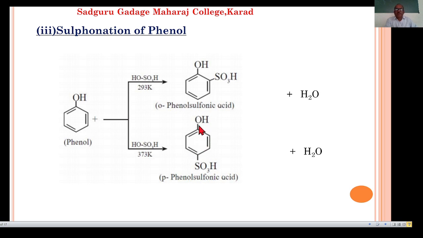So these two products depend on temperature condition. At low temperature, 293 Kelvin, orthophenol sulfonic acid is formed. At high temperature, that is 373 Kelvin, paraphenol sulfonic acid is formed. So this is sulfonation of phenol.